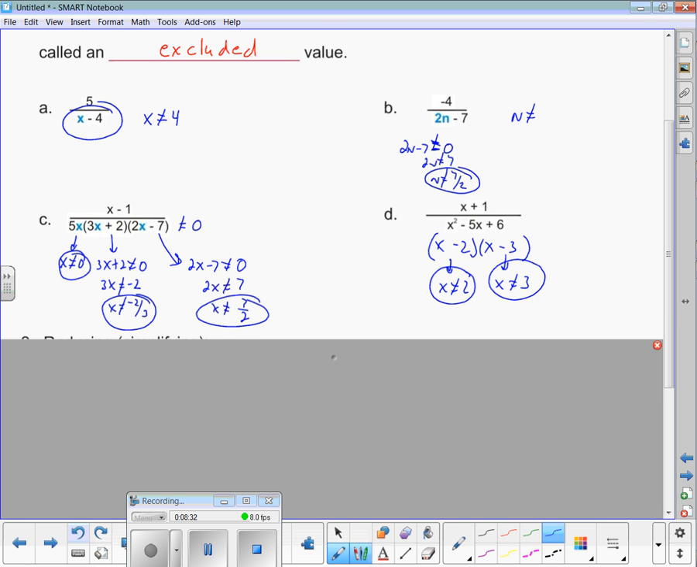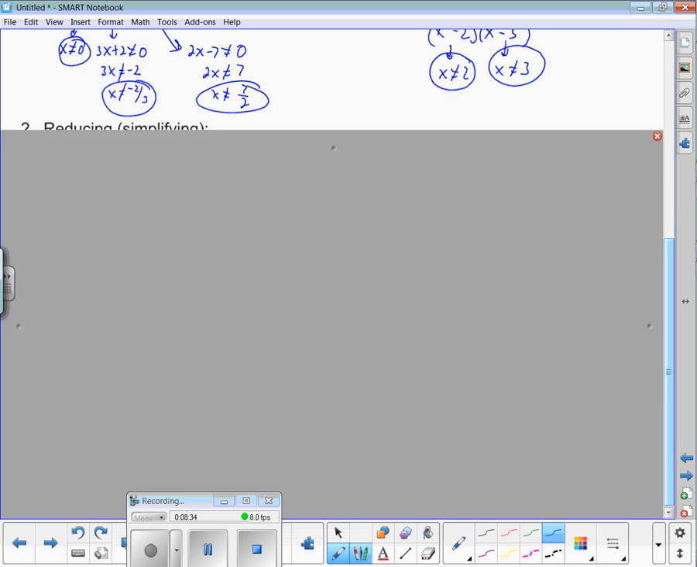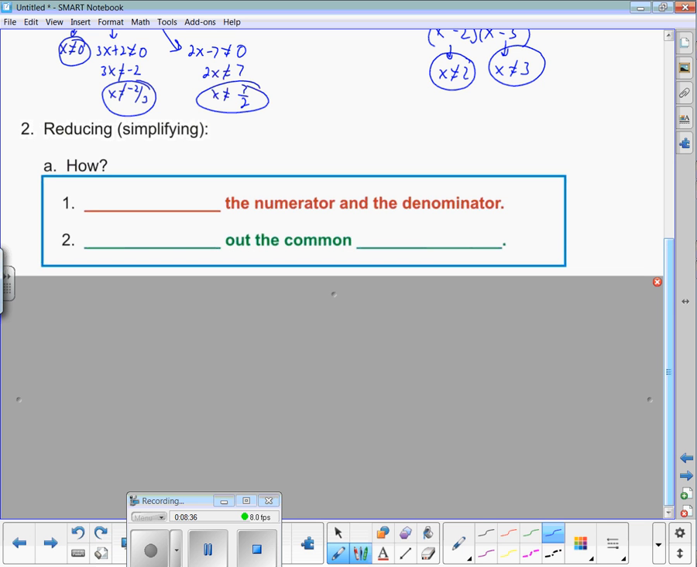All right, let's get down to some reducing. Reducing, some call it simplifying. How? We've done this before. We've done it with fractions. If you remember way back when we were reducing fractions, I told you, hey, learn how to reduce with the numbers. And if you learn how to reduce with the numbers, when we get more complicated things, you'll be able to reduce them as well.